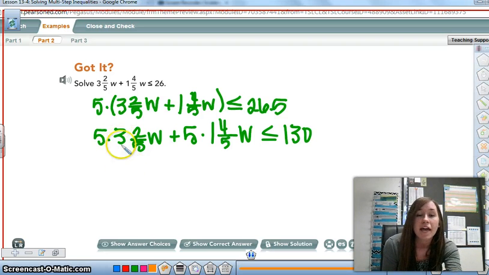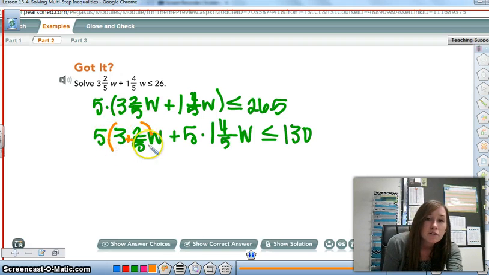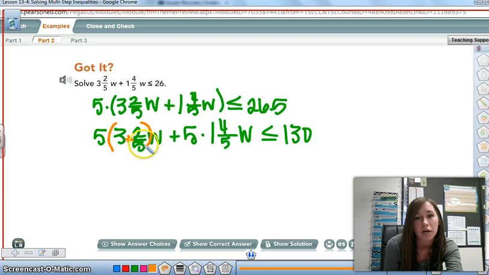It's really 3 and 2 fifths, 3 plus 2 fifths. So it's kind of like a little distributive property question. We have to do 5 times the whole number, and we have to do 5 times the fraction part. Well, 5 times the whole number is 15. When we do 5 times the fraction part, 5 times 2 fifths, well, that's when our fractions go away. Because when we multiply by 5 and divide by 5, we just get 1. So just the 2 is left.